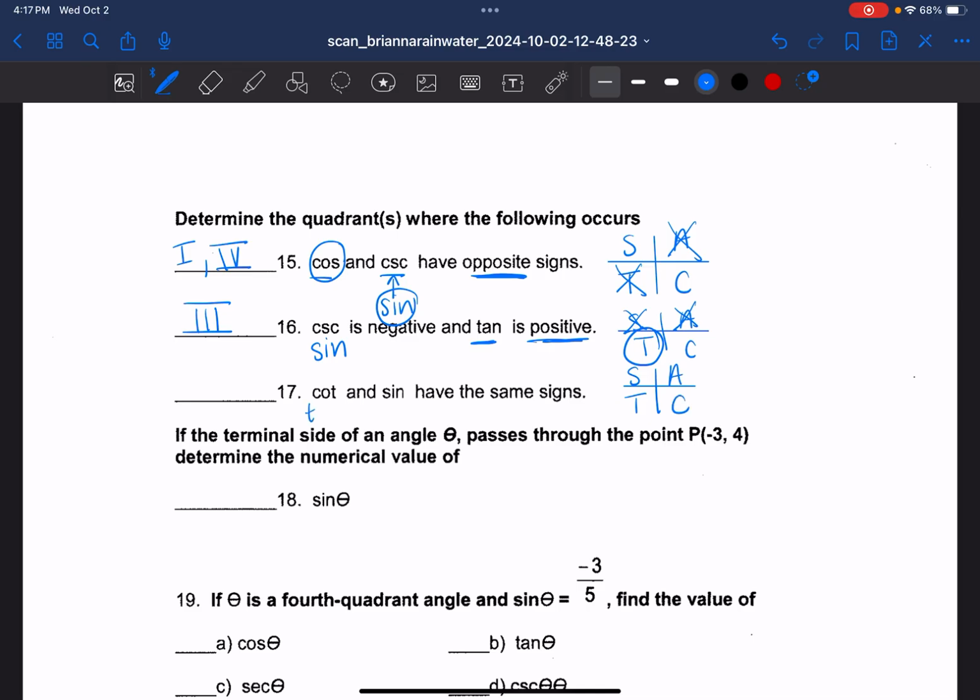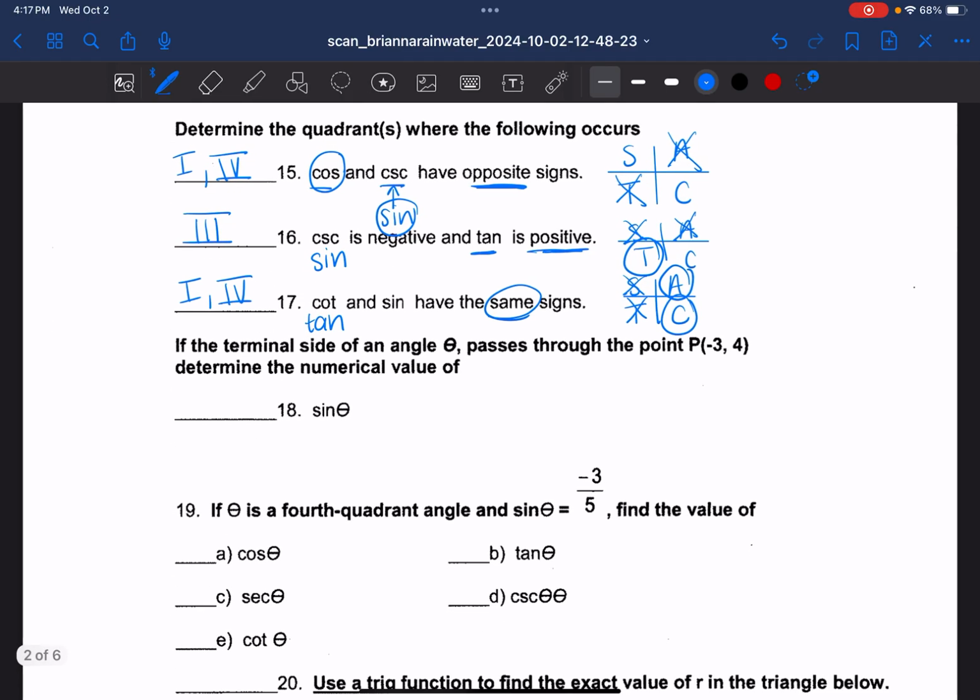And then number 17 wants to know where cotangent and sine have the same signs. So cotangent is the reciprocal of tangent. So this is where they have the same sign, which means both positive, which could happen here, or both negative. Well, that's not going to happen here or here. So that has to happen here in quadrant 4. So this would be in quadrant 1 and quadrant 4.